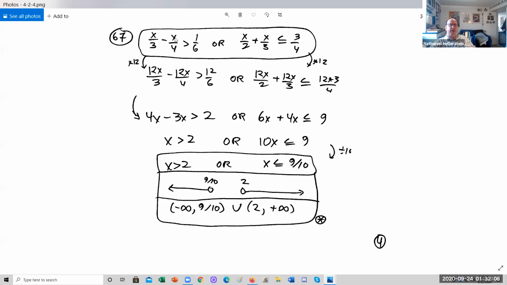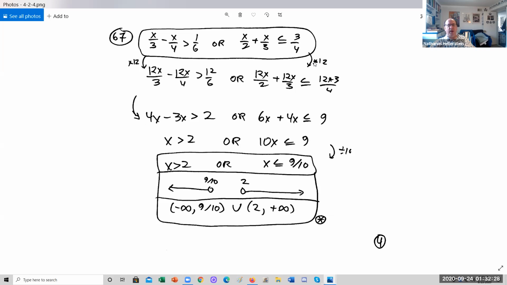x over 3 minus x over 4 is greater than a sixth, or x over 2 plus x over 3 is less than or equal to 3/4. Okay, with both of these, we have these denominators, 3, 4, and 6. 12 will cancel them all. 2, 3, and 4, 12 will cancel them all.